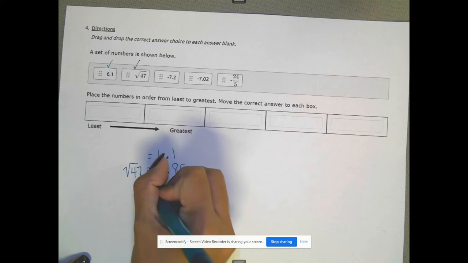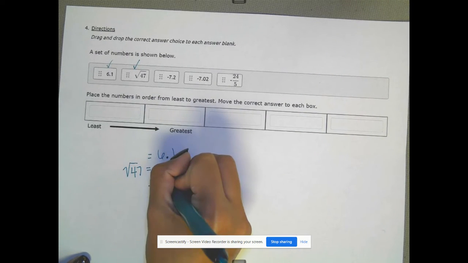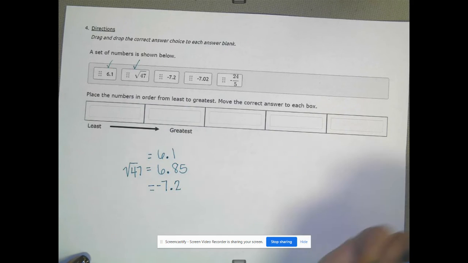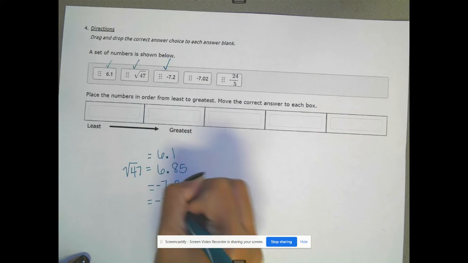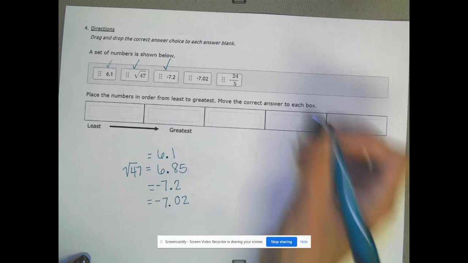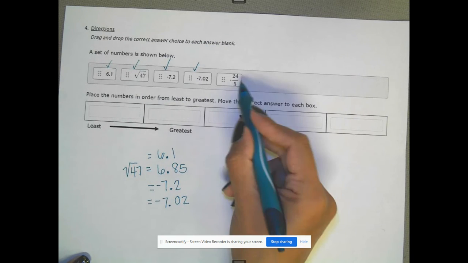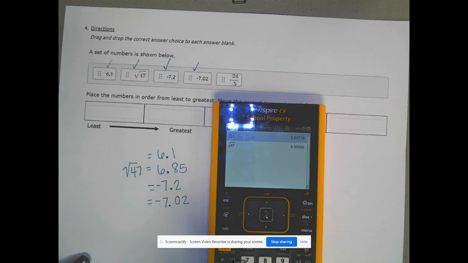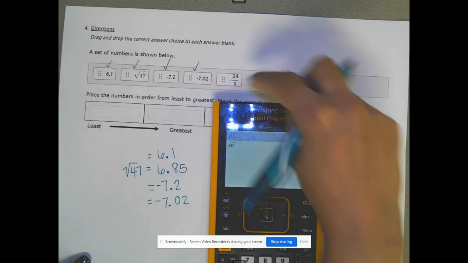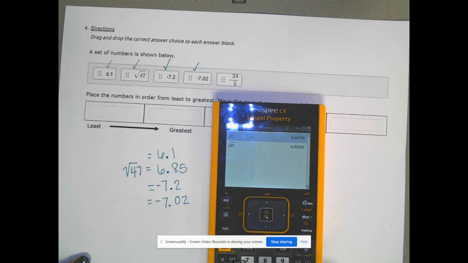Then I have negative 7 and 2/10. I have another negative 7 and 2/100. And then I have negative 24/5. So I grab my calculator again. Negative, to get my fraction, I'm going to do control divide. And I have 24 over 5.